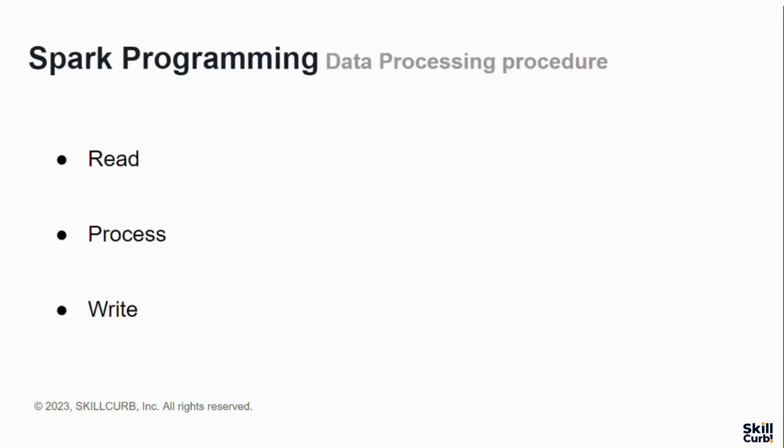Spark is a distributed data processing framework, and typical data processing is a 3-step process. First is to read the data. Next step is to process it according to your business requirements, and then finally you write the outcome of your processing.